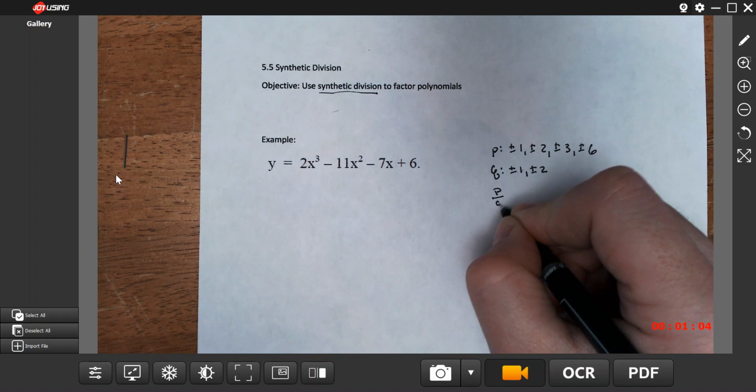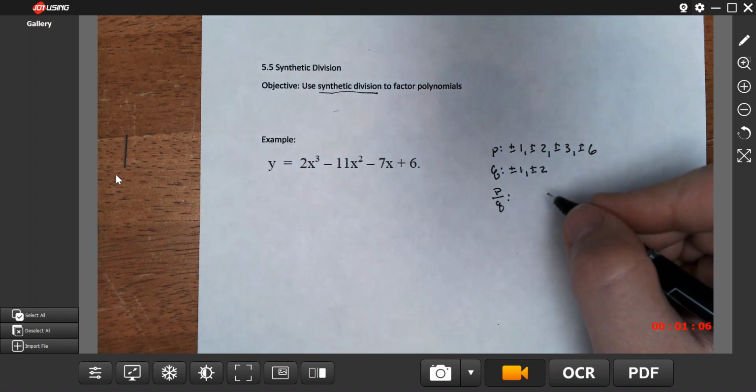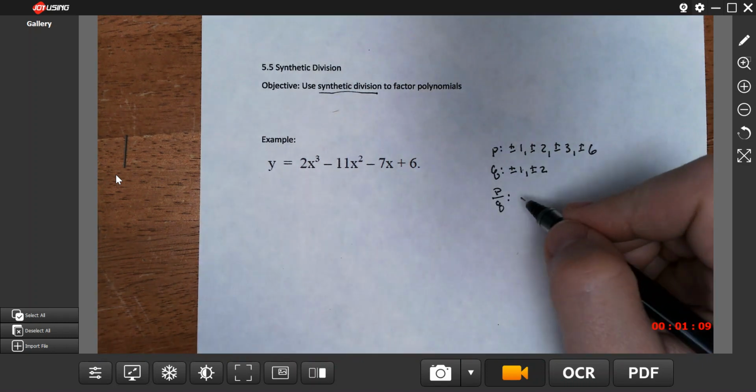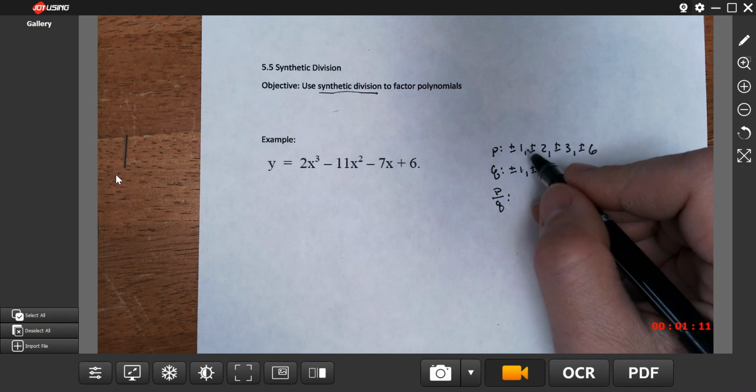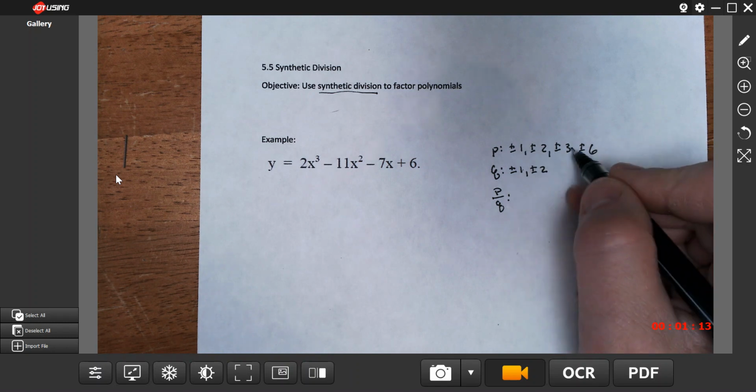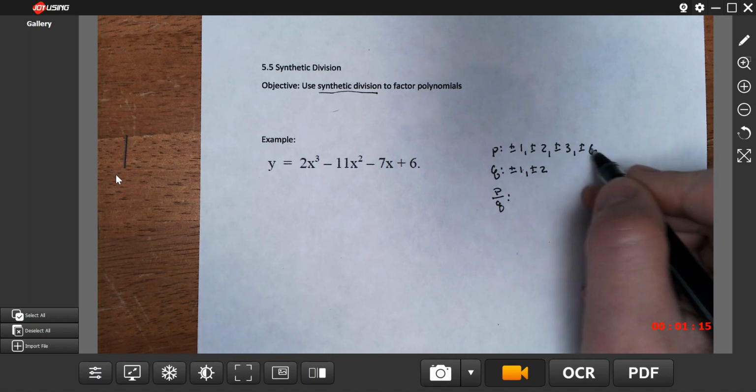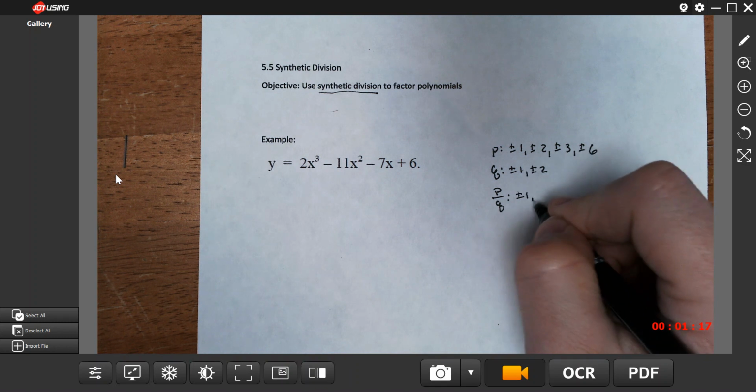And then all the possible p over q values is our possible x-intercepts, or possible roots. So 1 over 1, 2 over 2, 2 over 1, 3 over 1, 6 over 1. So I get all of those.